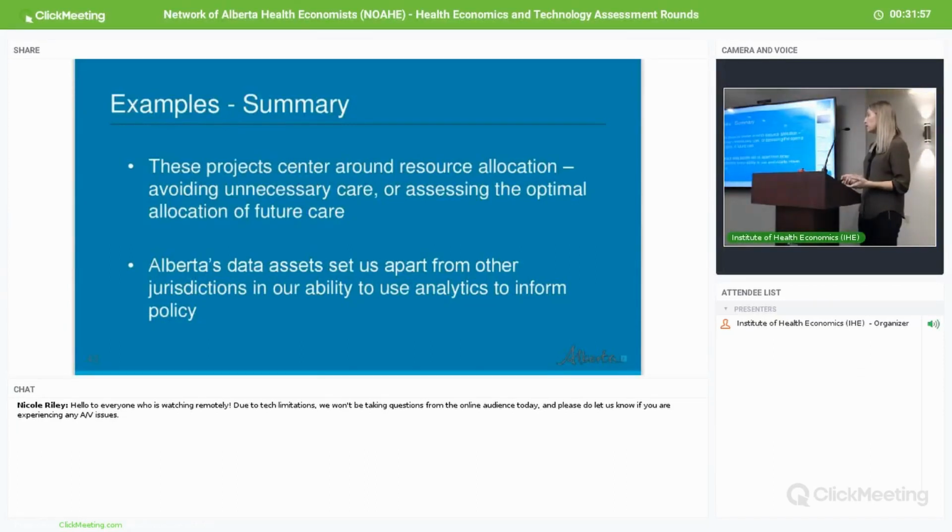So both of these projects center around resource allocation, either avoiding unnecessary care or assessing the optimal allocation of future care. So although economics isn't really explicit in the analytics and performance reporting branch, I think you can see how it sort of fits in, especially in the predictive and prescriptive analytic domains.